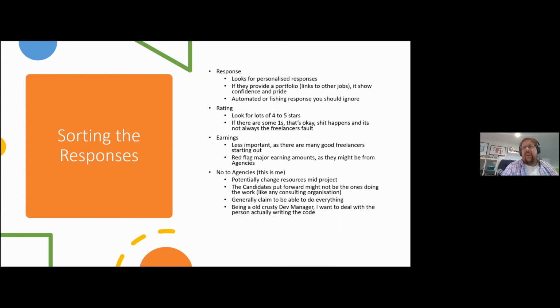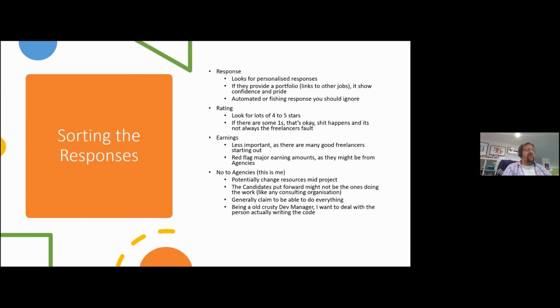Now, for me, I say no to agencies. I do it for a couple of reasons. One is they potentially change the resources mid-project, right? So the candidates they put forward might not be the ones doing the work. They send out the top person, and then next thing you know, that's not the person working on it. I know all consulting companies do that, but that's the way it is. I also find they generally claim they can do everything, and then when you push them, they sort of can't. And as I said, being an old crusty dev manager, I actually want to deal with the people that are actually writing the code, and that's just how it is.